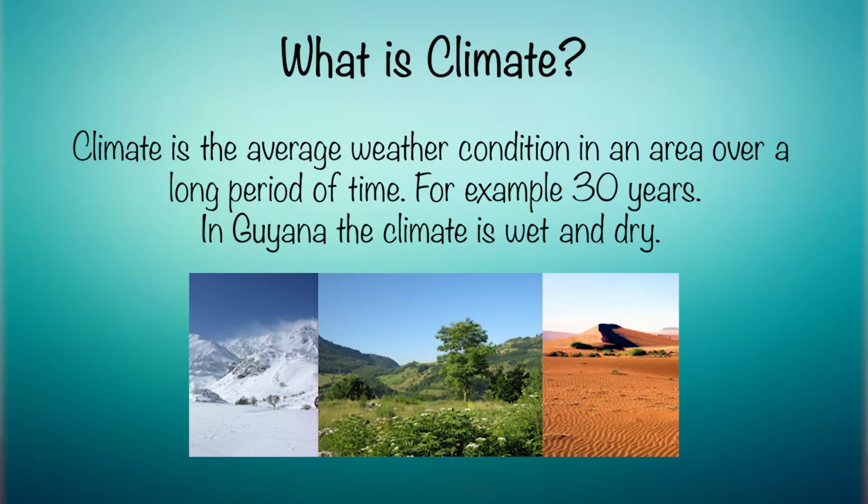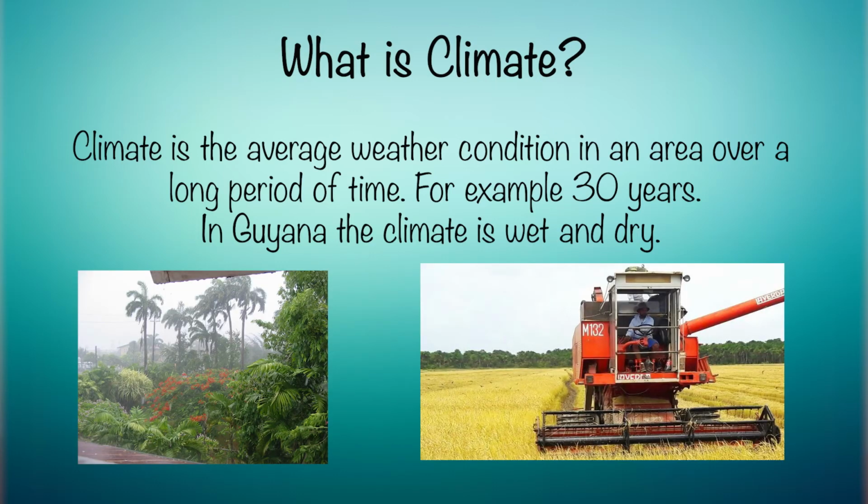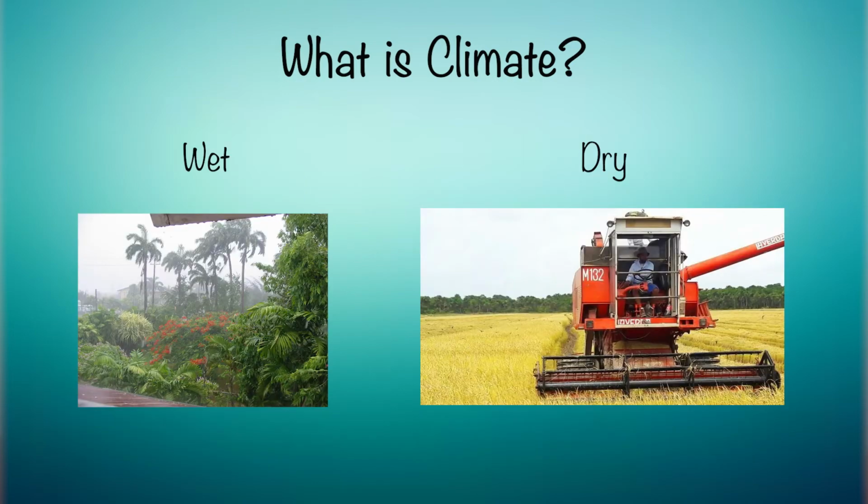Climate is the average weather condition in an area over a long period of time. For example, 30 or 40 years. In Guyana, the climate is wet and dry. So the pictures that are shown, one shows us the climate when it is wet, and what makes it wet? When it rains.